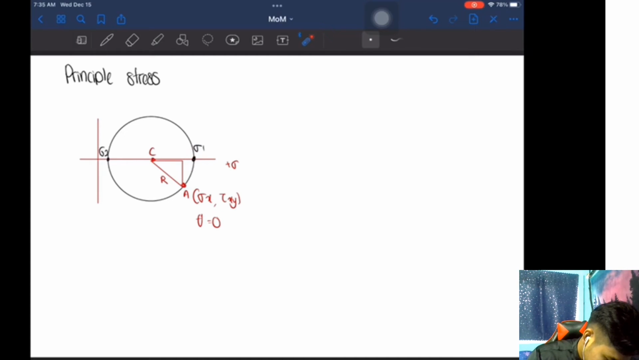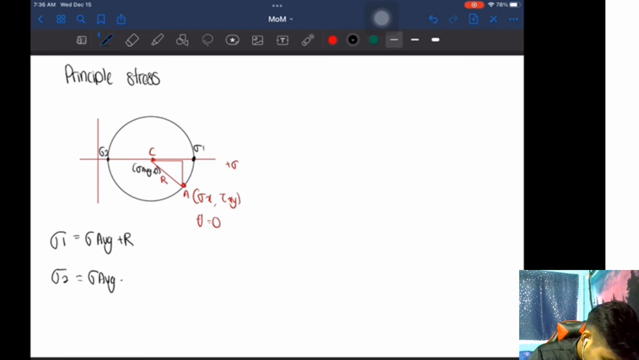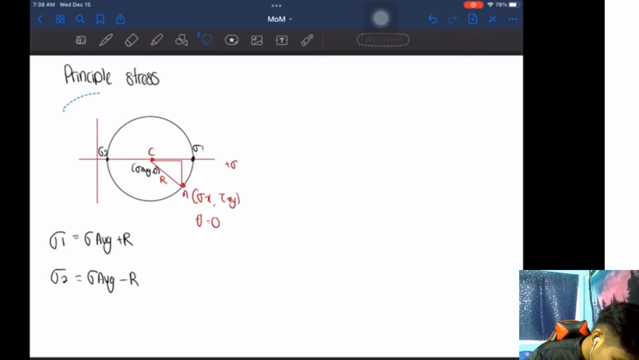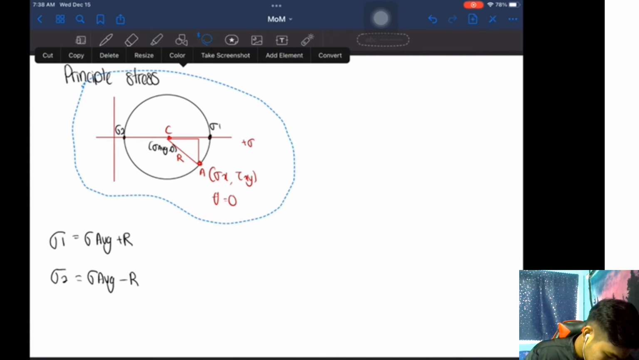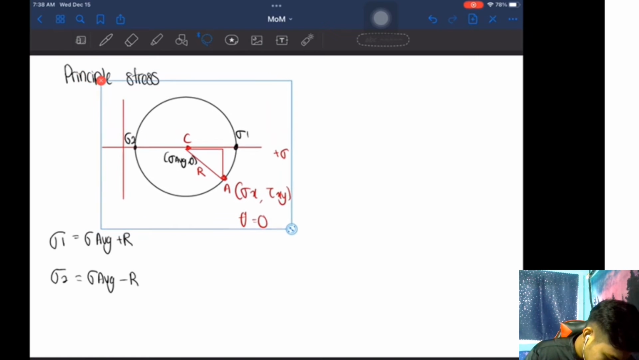If I want to calculate sigma 1, and since I know that the sigma average is 0, sigma 1 is just sigma average plus the distance to the point, which is the radius of the circle, and sigma 2 is sigma average minus the radius. Let me make it bigger a little. Okay.